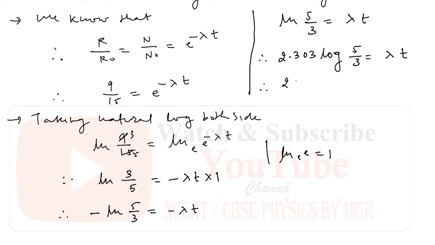Here therefore 2.303 log 5 upon 3. So the value of log base 10 of 5 upon 3, we find from the log table, will be equal to 0.2218, that is equal to lambda t.